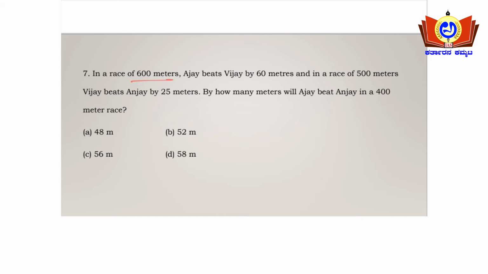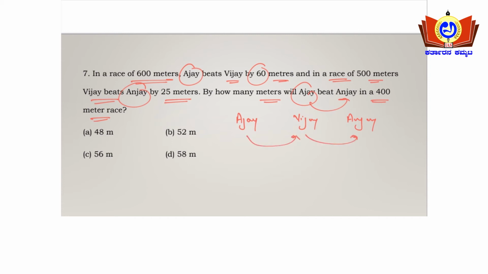In a race of 600 meters, Ajay beats Vijay by 60 meters, and in a race of 500 meters, Vijay beats Anjay by 25 meters. By how many meters will Ajay beat Anjay in a 400 meters race? So there are three persons here, that is Ajay, Vijay and Anjay. The relationship will be first and second, and second and third. They have asked first and third here. On the next page I will be writing it in detailed form.